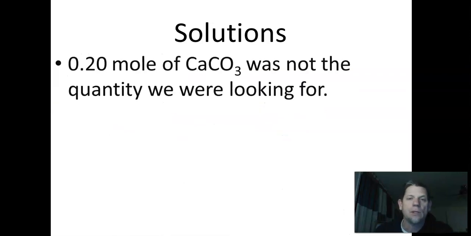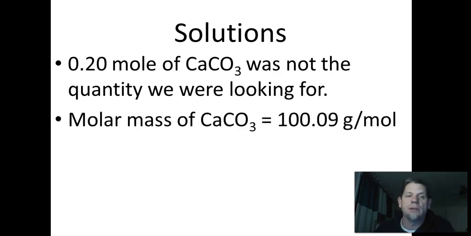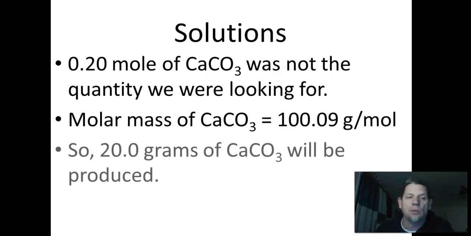Okay. So now as we continue, that was not the quantity we're looking for. They were not asking us to solve for the number of moles of calcium carbonate. We wanted to know how many grams. So again, we need to multiply this number of moles times its molar mass. The molar mass of calcium carbonate is 100.09. So you multiply and you get 20.0 grams will be produced.